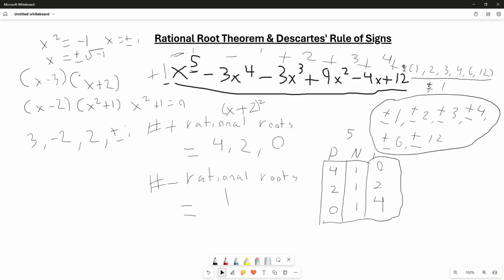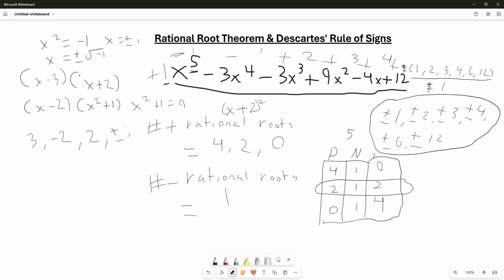So we have two positive roots, 3 and 2. We have one negative root, which is negative 2. And then we have two imaginary roots, which means that this is the function that we have here. 2 positive, 1 negative, 2 imaginary.